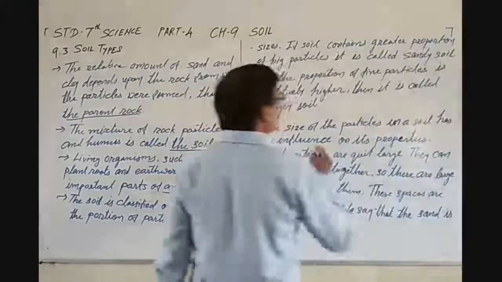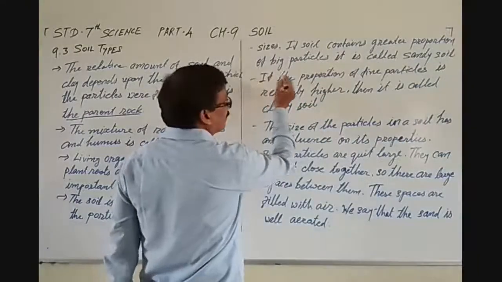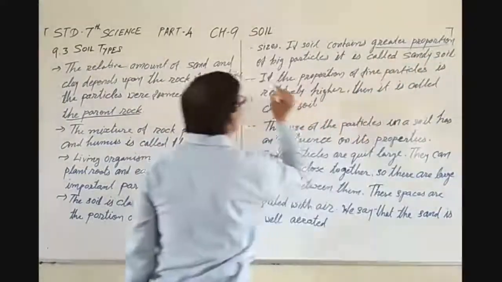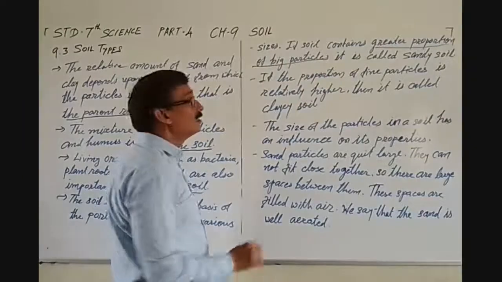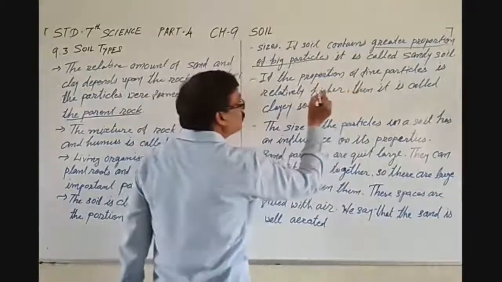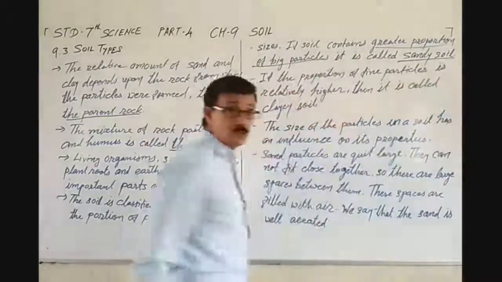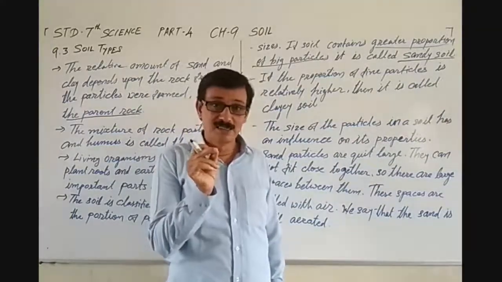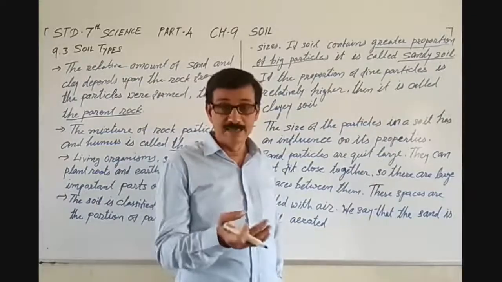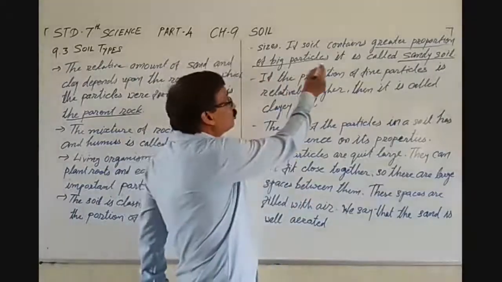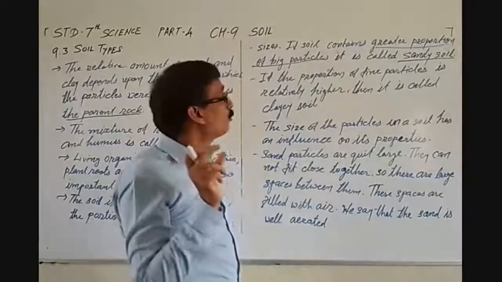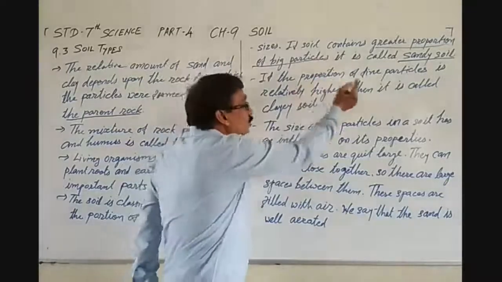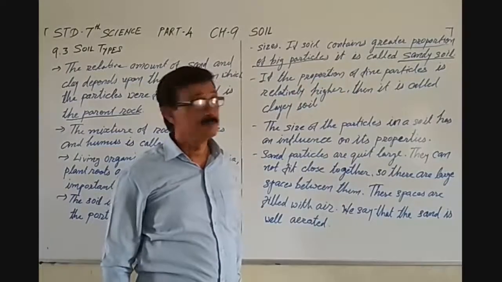If soil contains a greater portion of big particles, it is called sandy soil. We know that if there are big particles, then we say it is sand. That is why, if soil contains a greater portion of big particles, then it is called sandy soil.